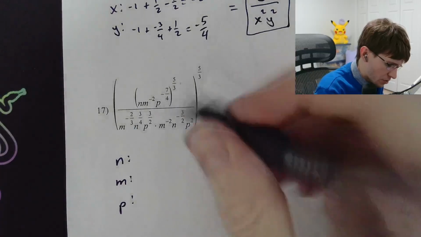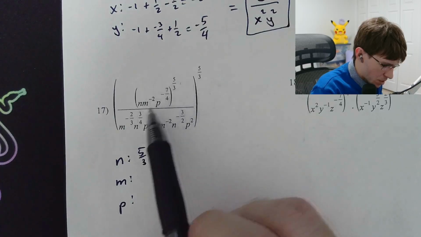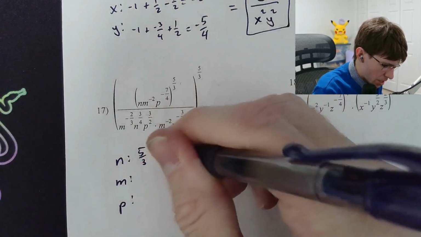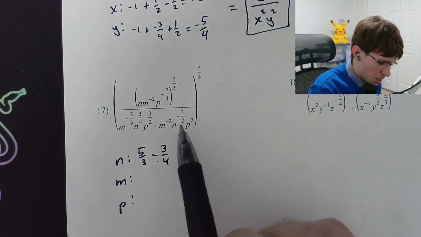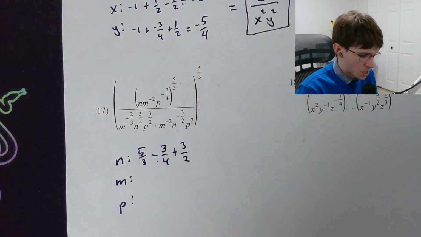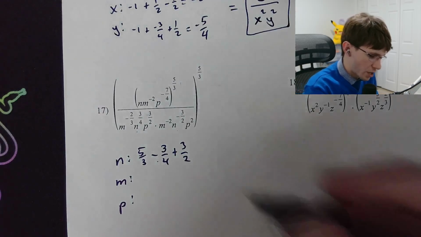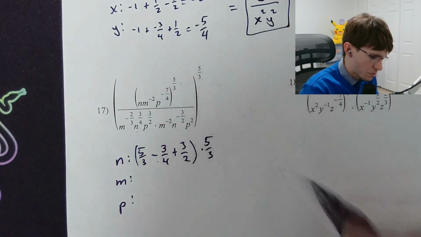So n to the 5/3 is just going to be 5/3 as it is. Let's see other n's that we're going to have to deal with. And then we're going to have to do -3/4. We did minus on this one because it was in the denominator. And on this one, we're going to get +3/2 because it was in the denominator. And don't forget, all of this at the end is going to get multiplied by that 5/3.